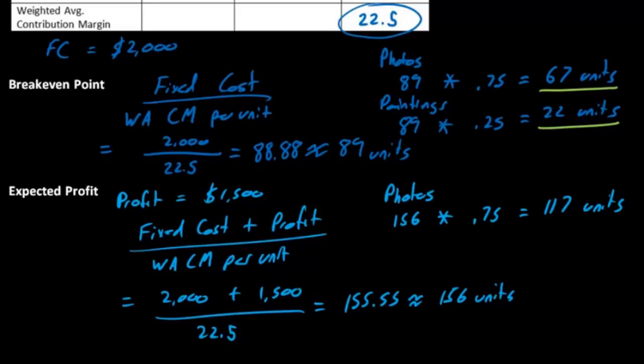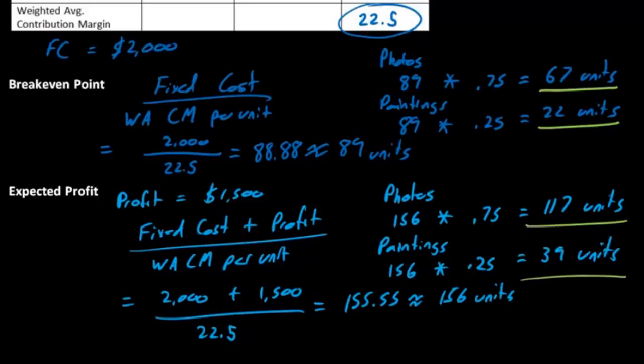So we need to sell the 117 photos now. And then the paintings, we take the 156 times 0.25 because that's the sales mix for the paintings. And that gives us 39 units of paintings. So we need to sell 117 photos and 39 paintings to get a profit of 1500. Alright, so you can see how this is very similar to the CVP analysis we did when we had one product. The only difference is that instead of using a contribution margin per unit, we are using the weighted average contribution margin. So everything else is exactly the same.